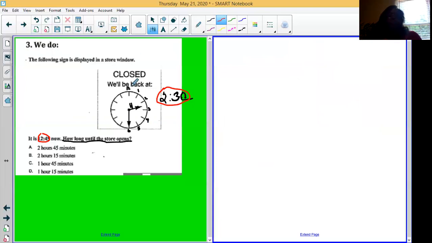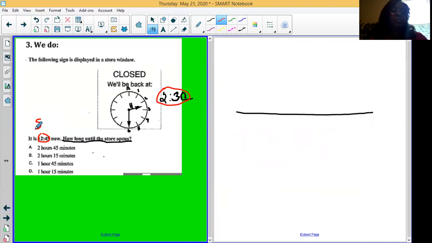Okay. So now here we are. We know that the store will open again at 2:30. We know it is now 12:45. So 12:45 represents what on our number line? You're exactly right. 12:45 represents our start. This is our start. Well, 2:30 on our number line, what does it represent? You're exactly right. It represents our end time. So we're going to start at 12:45 and we're going to end at 2:30. Okay. I'll pause and let you set yours up.